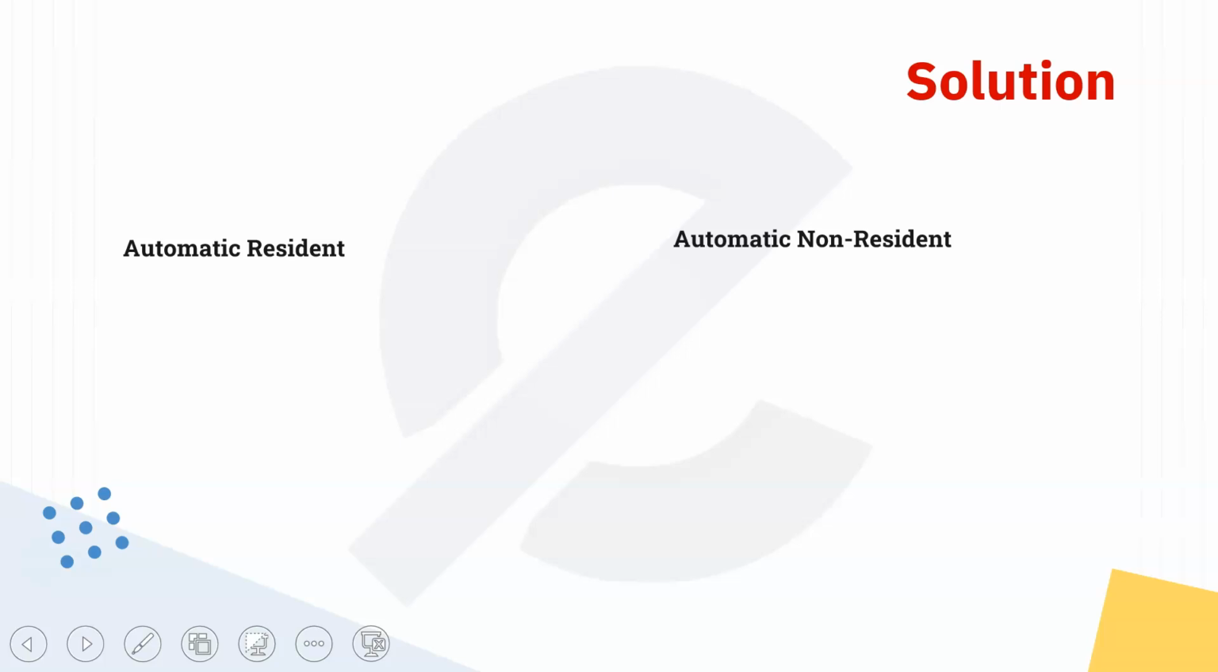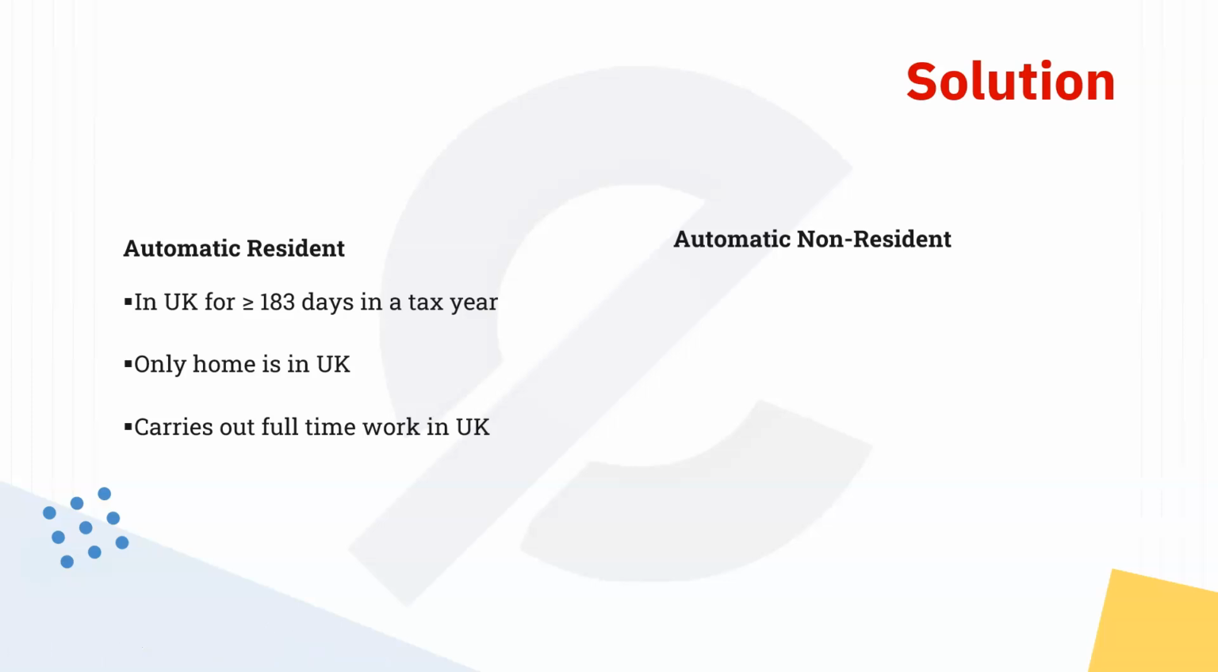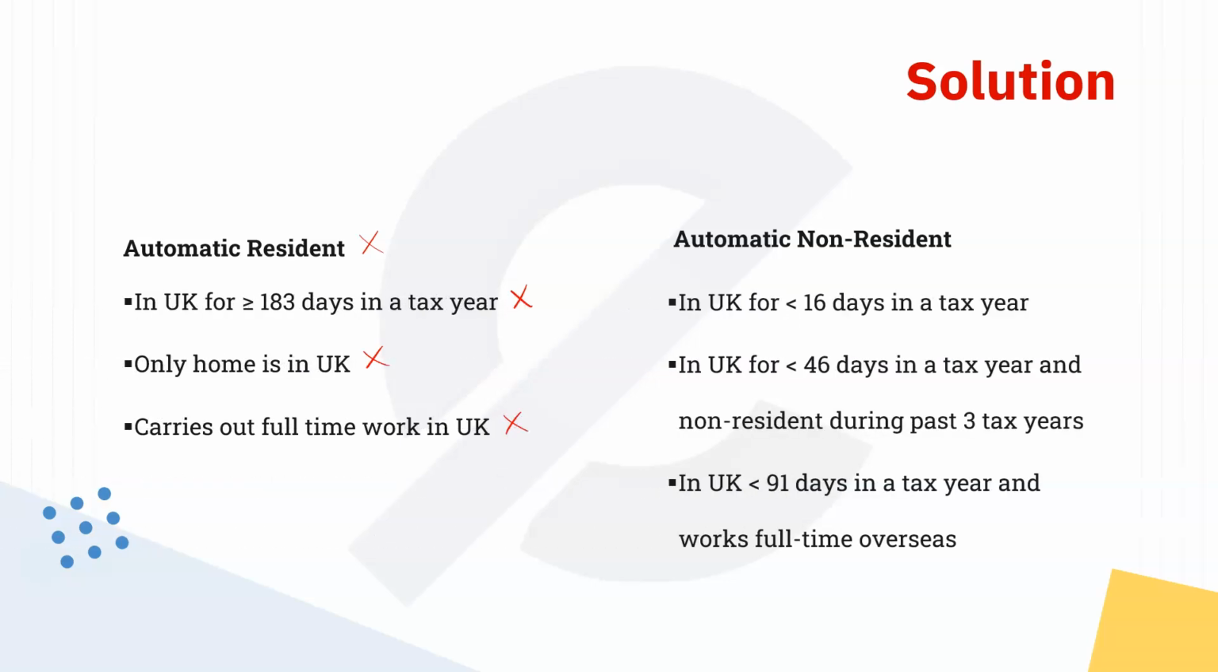So coming back to the question at hand, in the tax year 23-24, Joanne has not been in the UK for more than 183 days. She has a home in Spain as well, and she works there as well. So Joanne is not automatically resident. Then, she was in the UK for more than 16 and 46 days, so these 2 conditions are not met. She was in the UK for 80 days, which is less than 91, but she also worked in the UK, so this condition is also out. Joanne is therefore not meeting the criteria of automatic non-residency either.